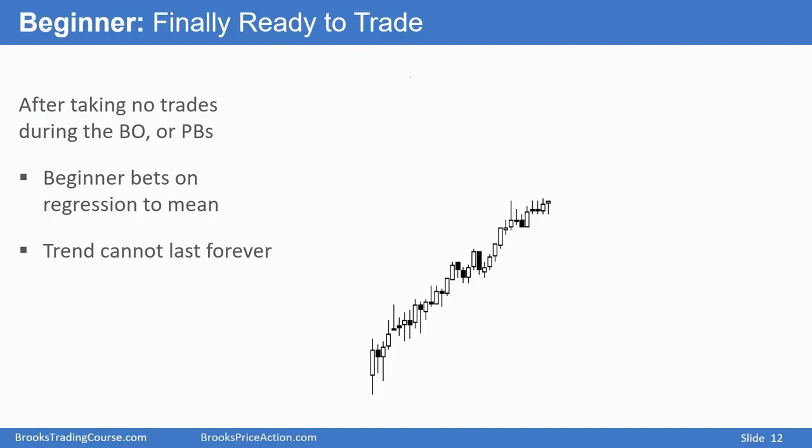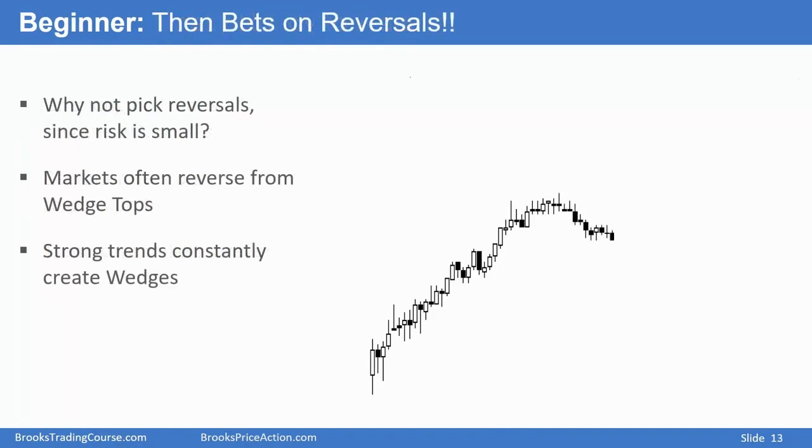And the beginner oftentimes starts to think, okay, this is going on way too far. It's unsustainable. It's climactic, and therefore it should reverse. The trend cannot last forever. All strong trends are constantly forming wedges. 1, 2, 3, 1, 2, 3, 1, 2, 3. However, when the channel is this tight, all of those wedges are going to fail. The beginner only sees the wedge. He doesn't see the tight channel, and he does not see the low probability.